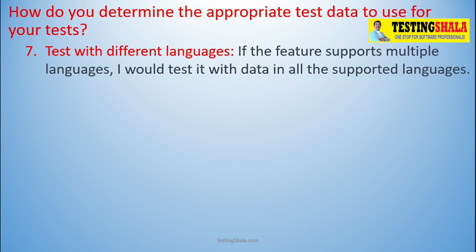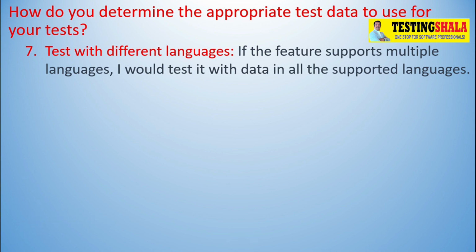And the seventh one is multiple languages. If it is supported, then you should bring test data by considering different languages as well, like Chinese, Hindi, English, Kannada, Telugu, Malayalam, Tamil. By looking at different languages, we'll have a different set of data. So we should include data based on the kind of languages which you are going to test.